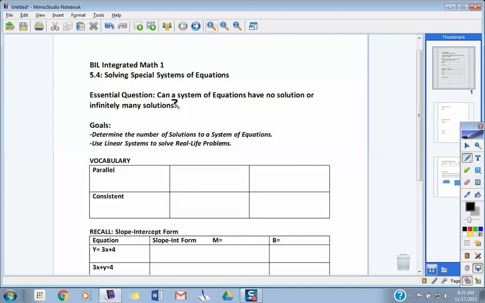All right, so goals for us. First goal, determine the number of solutions to a system of equations. We're used to finding a solution, like 4, 7, 3, 2, 1, 6. That type of stuff, right? Ordered pairs. Today, things are going to change up a little bit. There will be times when you get an ordered pair, but not all the time in this section. And then the second thing, goal-wise, we want to look at using linear systems to solve real-life problems.